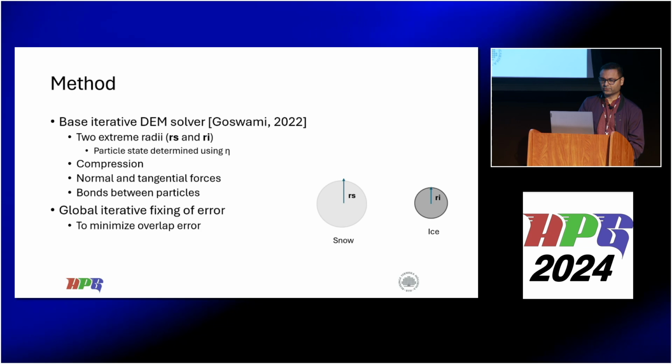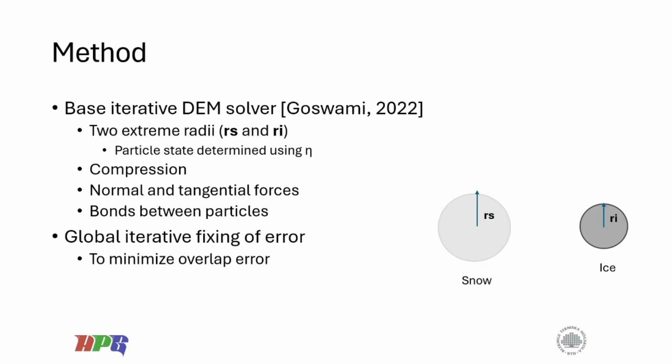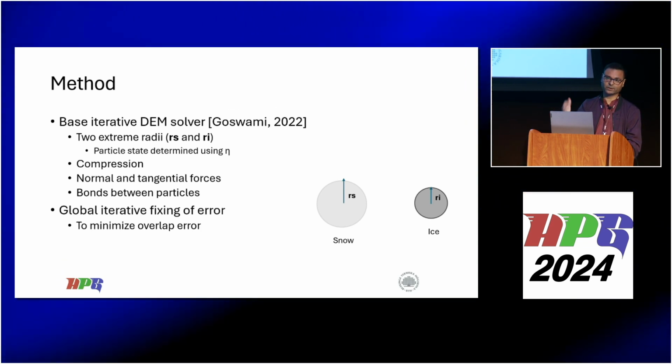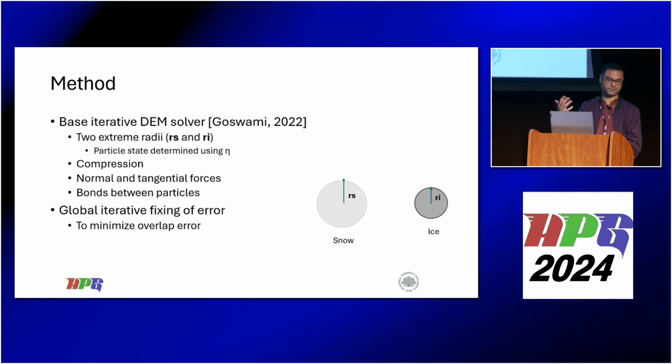So to introduce you to the base iterative DEM solver, the way it proceeds is that it assumes that all particles begin as snow particles with air entrapped in them with a certain radius, and as the air is squeezed out of the snow particles, they become ice particles. So there's a concept of compression. And of course, there are normal and tangential forces that keep particles away to reduce the overlap between particles. And there's also something that's not in any of the other frameworks, that is bonds between particles, because bonds between snow particles are very important to capture the right behavior.